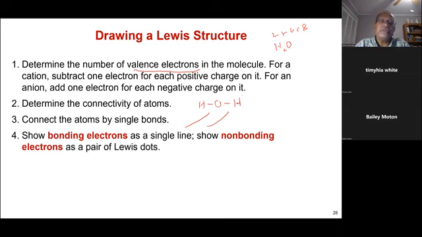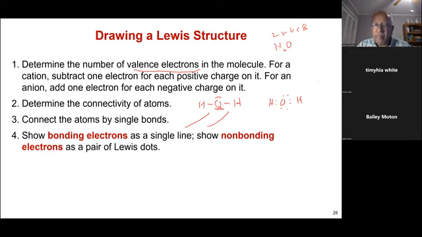Then the Lewis structure shows bonding electrons. There are 2 bonding electrons, and you have to show non-bonding electrons also here. So in the Lewis structure, sometimes we write dots, or we write lines.